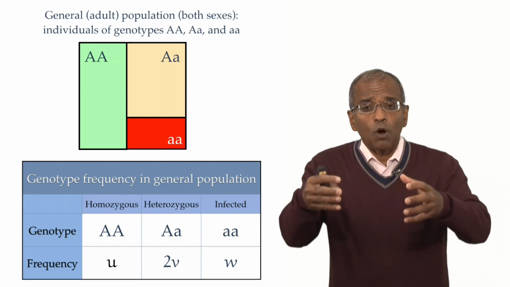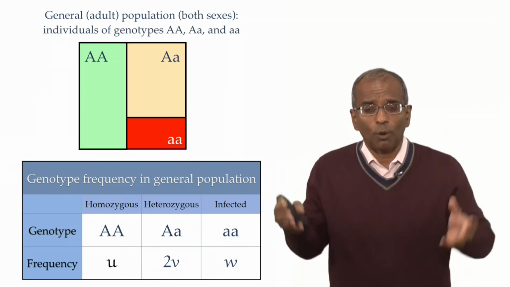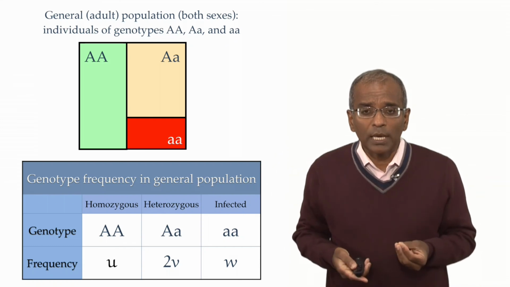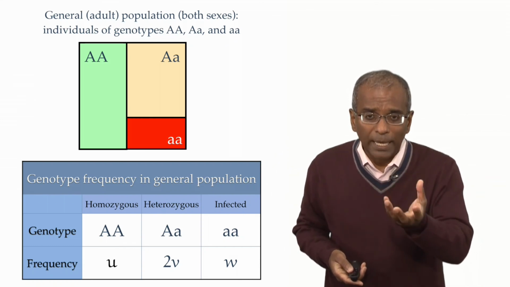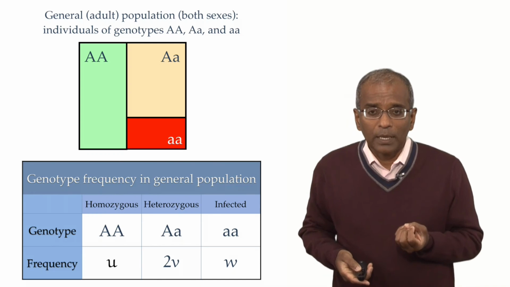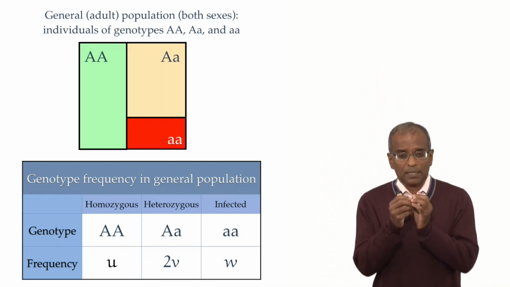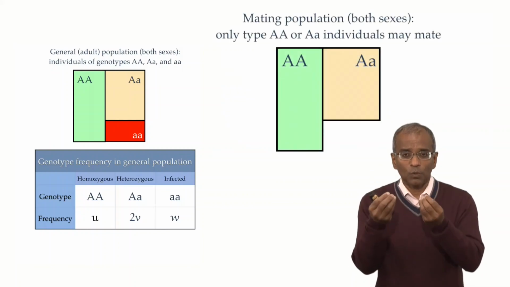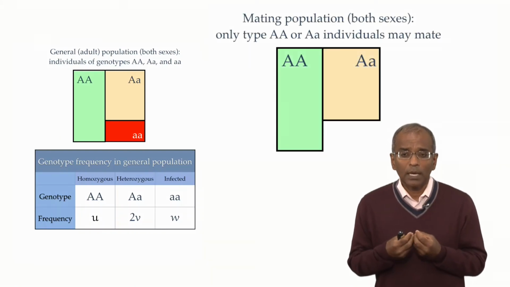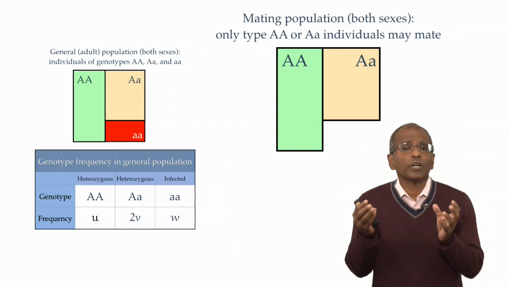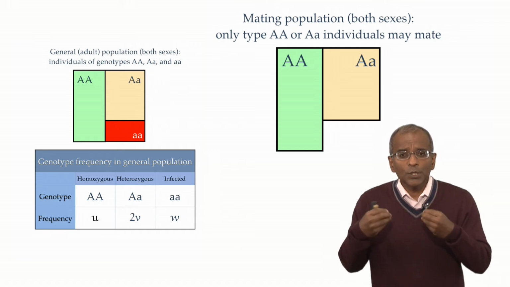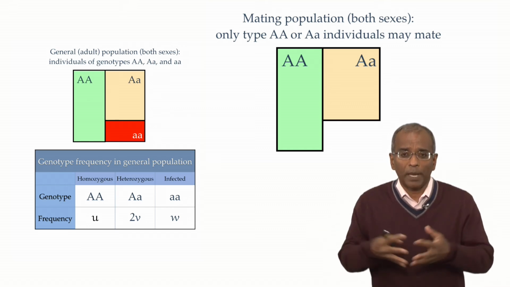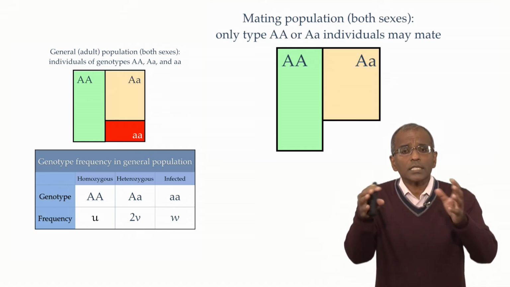Now, let's move on from the picture of the general population to that portion of the population that is engaged in mating and creating progeny. If an individual is infected, has two lowercase a's in the genotype, they die early and therefore cannot mate. In other words, two lowercase a genotype individuals are forbidden from mating. In any case, our setting is as follows.